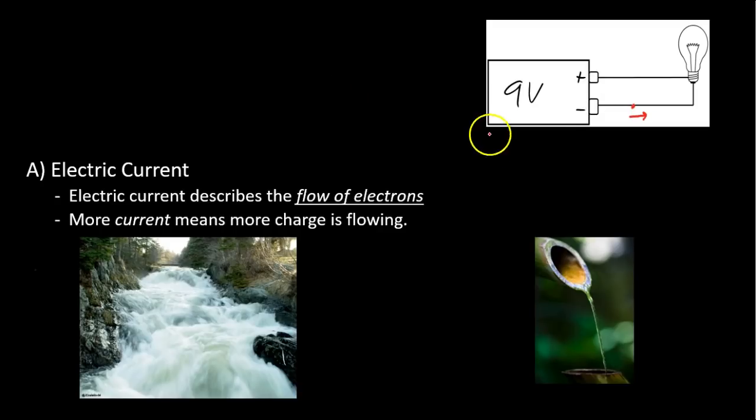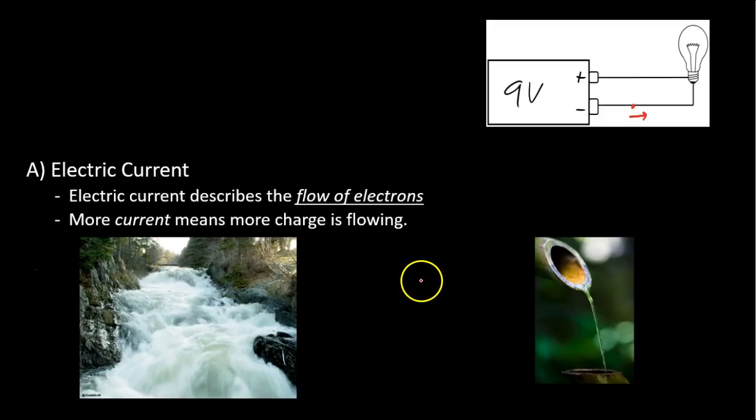Now, when electrons are moving, we can talk about how many electrons are moving. That's where the first part of this video comes in, electric current. Electric current describes the flow of electrons. And this is really pretty straightforward, especially if you think of a great analogy, water. Here I have like a raging river. There's a lot of atoms and molecules of water flowing by. Here I have just the slightest trickle of water. So here I have a very large amount of water current. Here I have a very small amount of water current.